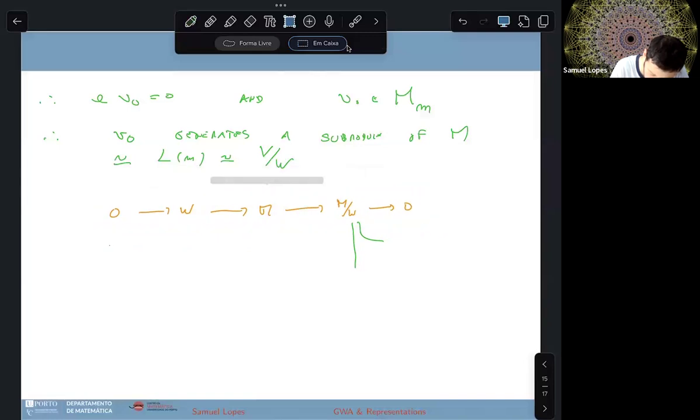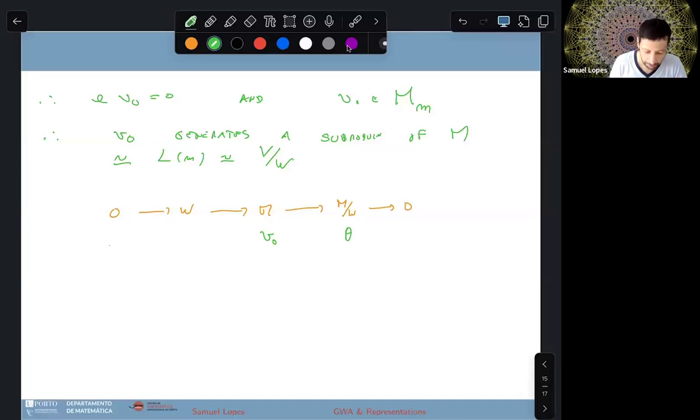Okay, I'm almost done. This is really kind of the point. We have this short exact sequence here. We have an element here, which I called theta, and I constructed an element here, which I called V0.